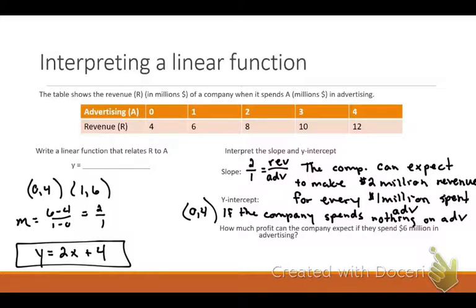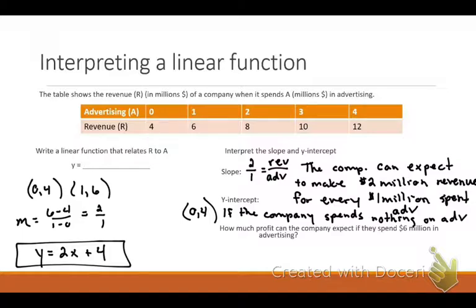So now, and again, this is very similar to your test, obviously it's a different scenario, but now I'm going to ask you to project a future amount that is not included on the table. How much profit, if this pattern continues, can the company expect if they spend $6 million in advertising? How much profit can they expect?